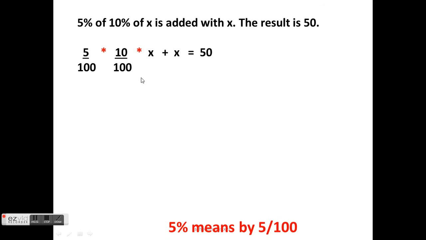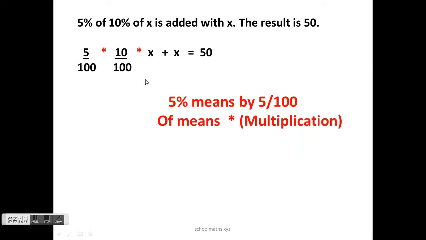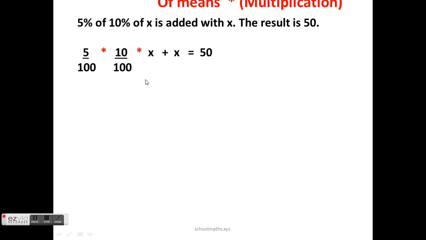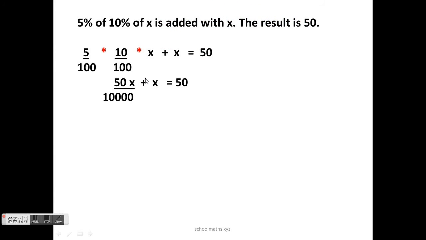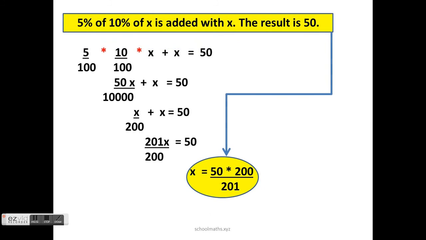Here comes the definition. 5% means 5 by 100. Of means multiplication. Now we multiply, we simplify, we add both the terms on the left hand side. It becomes 201x by 200 equals 50. So x equals 50 into 200 by 201. That is all. This is the needed equation.